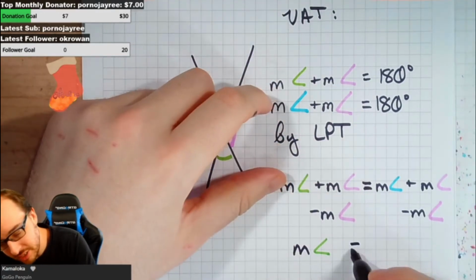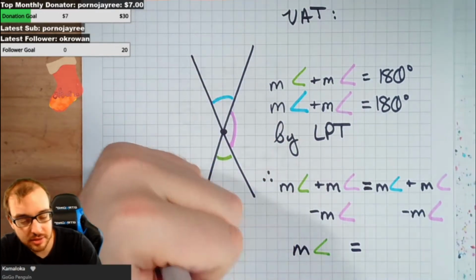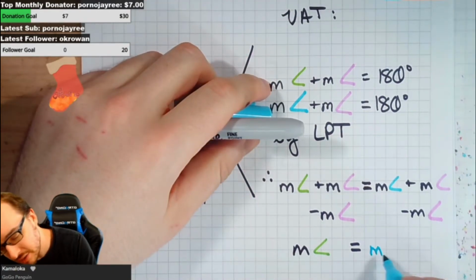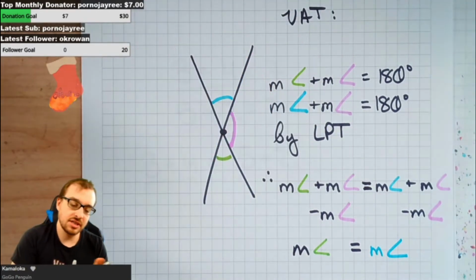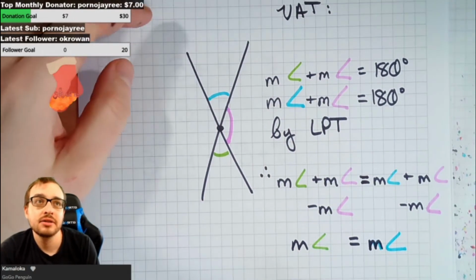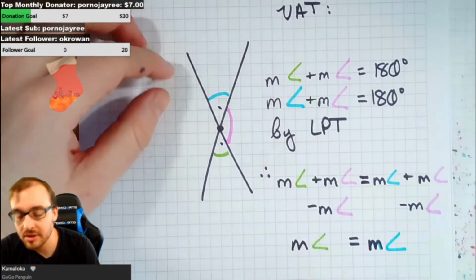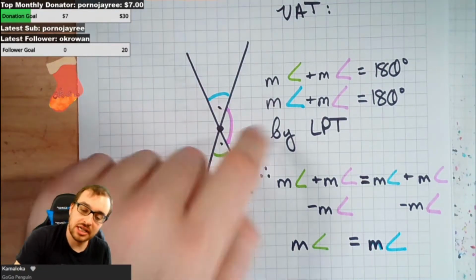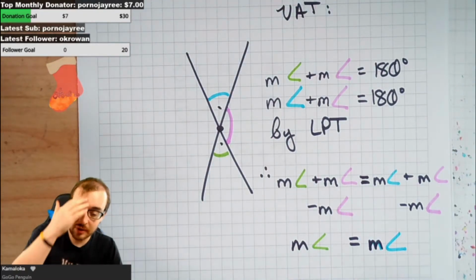And on the right side of the equal sign, all I'm left with is the blue angle, which tells us that the measure of the green is going to be the same as the measure of the blue. In other words, that these two angles are congruent. So this proves that these two angles are the same angle. And you can do the same thing with the side angles as well. So that's vertical angles theorem, right?